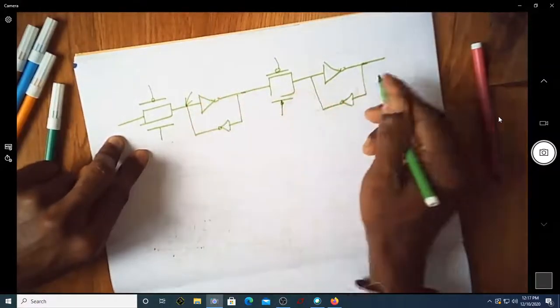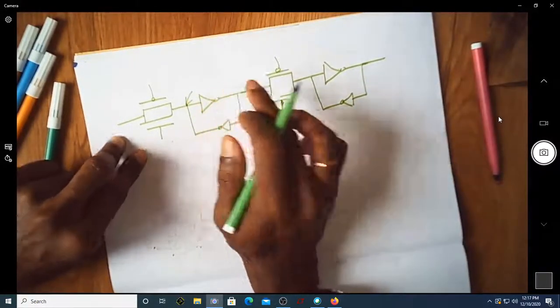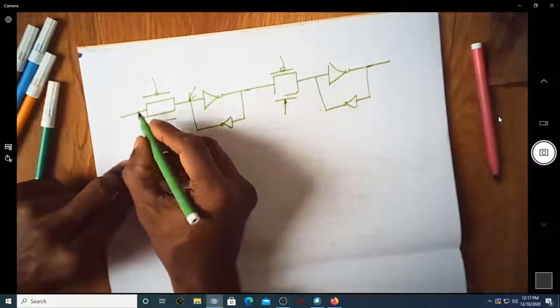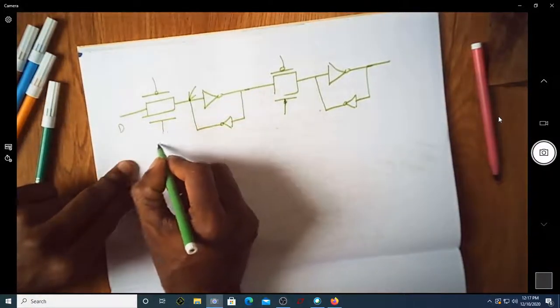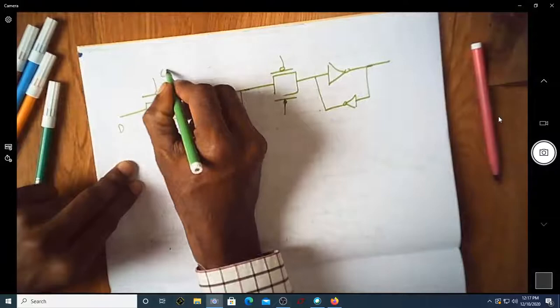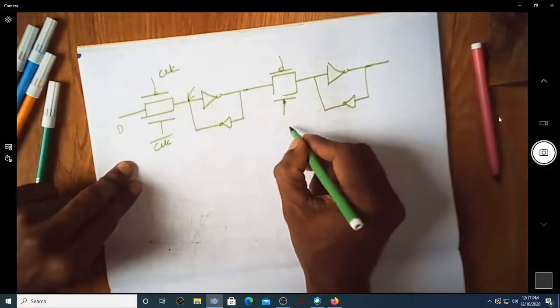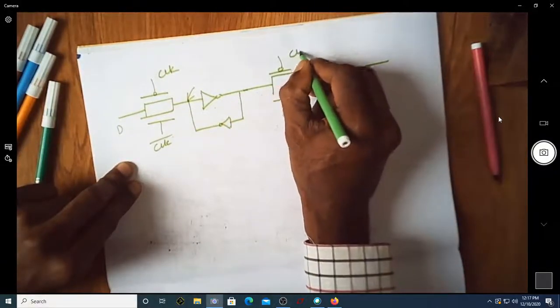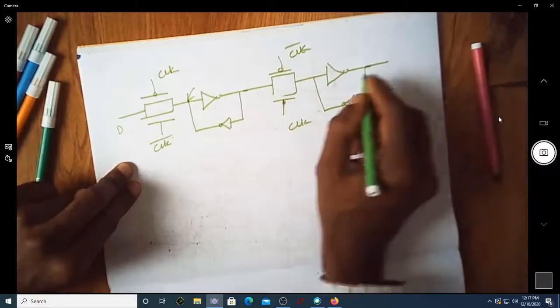Now this entire back-to-back inverter is used to hold the logic. Then we have D, this is clock bar, this is clock, this is clock, this is clock bar.